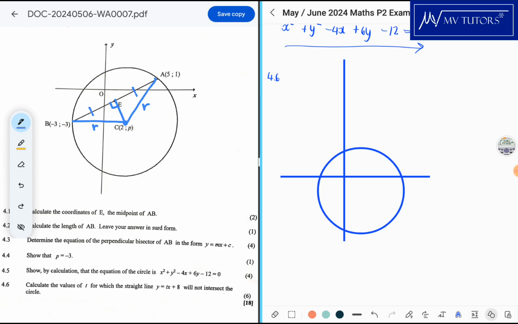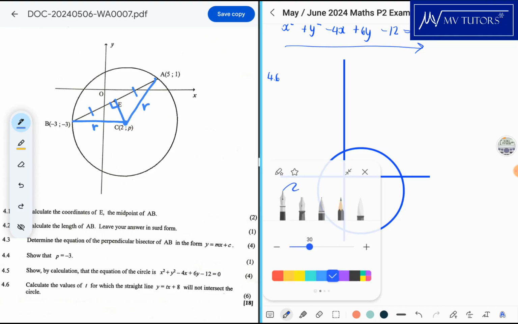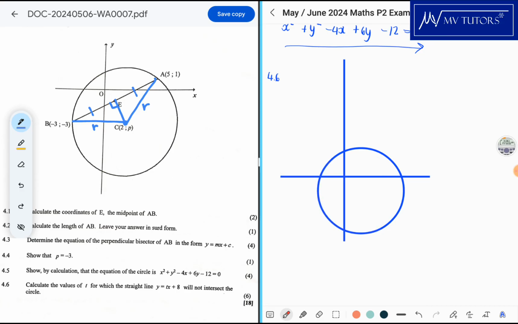All right, so what I want to then show is, let me use a different colored pen. If I have a y-intercept of 8, and I want to know what the gradient is because t is the gradient, right? So I will need to have a straight line that pretty much is a tangent to the circle because it just touches it. It will not intersect it. Okay, that's the most that it can do. It must just touch it, but not intersect it. Okay, so let's say we have something like that.